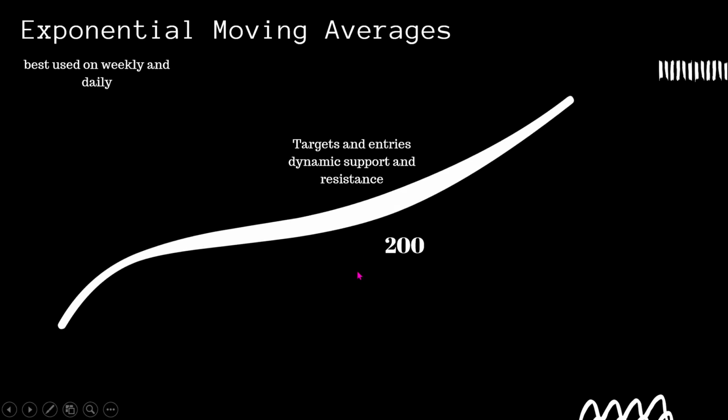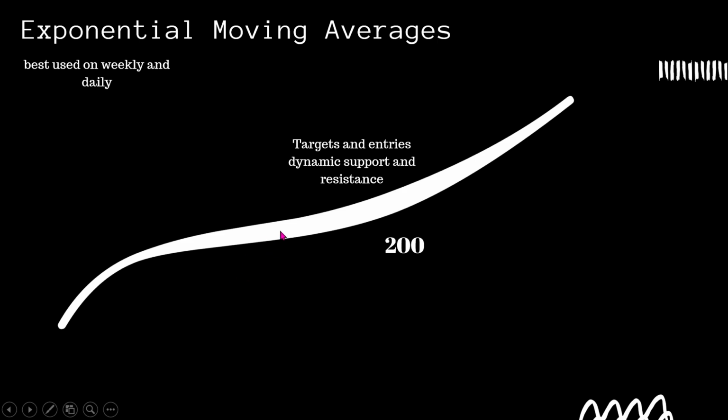The 200 period moving average, this is also used on the weekly and on the daily for targets and entry and for dynamic support and resistance. So say for instance we are trading below the 200 period moving average. Prices are coming up toward it.